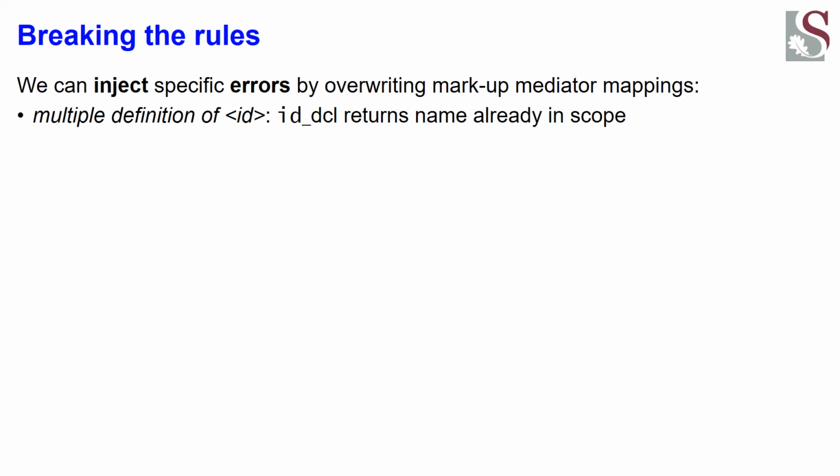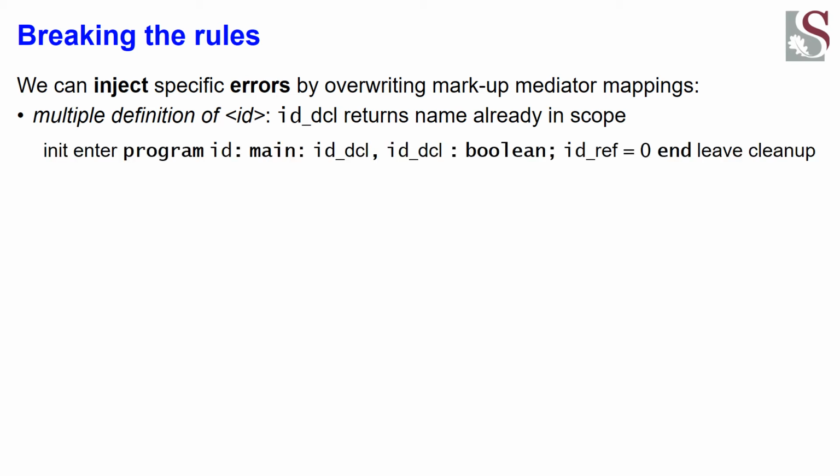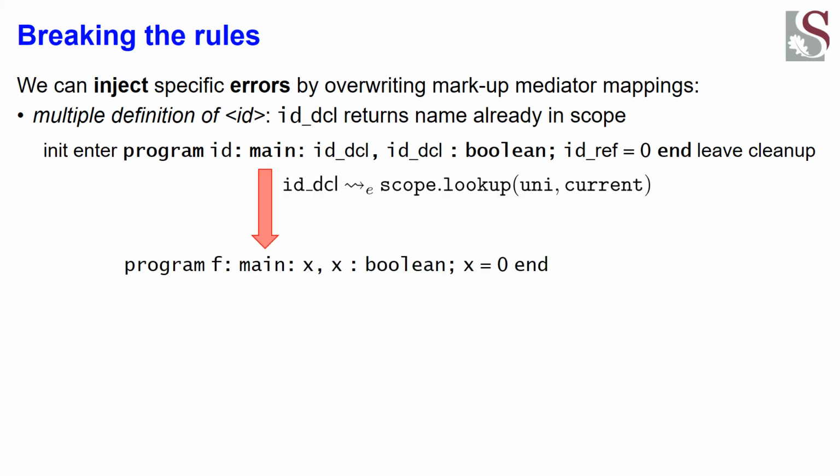For example, we can create tests that should trigger the error "multiple definition of identifier" if we change the handling of decl to return a name that is already in scope instead of a fresh name. So let's look at an example. Here is a skeleton with two declarations.